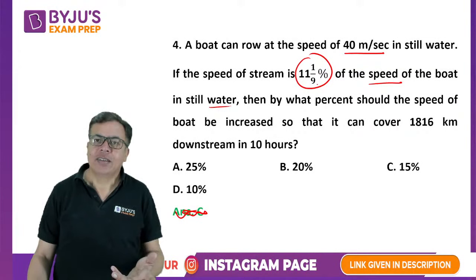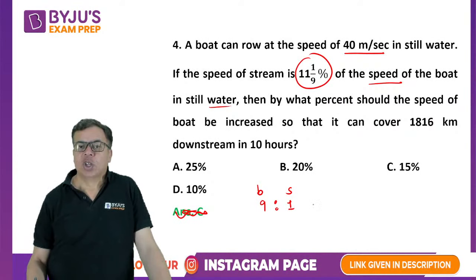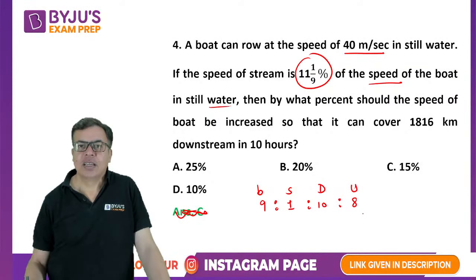That means if I say speed of boat, speed of stream, this is 9 is to 1. So speed downstream will become 9 plus 1, 10. And upstream will become 9 minus 1, 8. So this will be the ratio. I have written the ratio only.